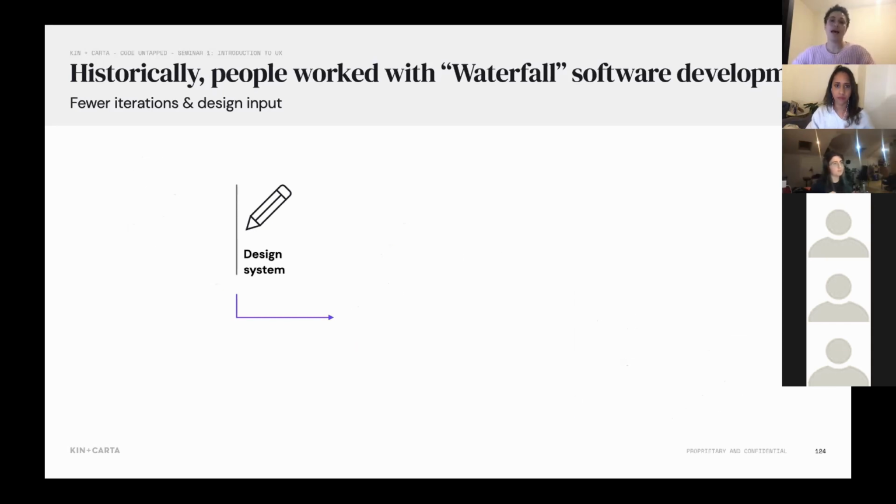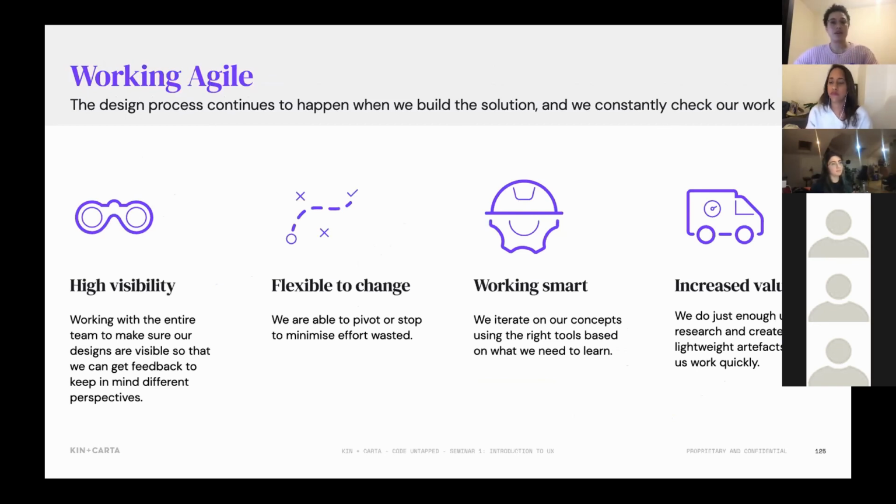However, we now work in an agile process, which is a process that was developed by the Toyota team. And this includes high visibility. So you're working with the entire team to make sure our designers are visible so that we can get feedback to keep in mind different perspectives. And that would include developers and clients, amongst others. It also includes flexibility in change. So we're able to pivot or stop to minimize effort wasted if certain aspects aren't working. And working smart, as mentioned earlier, we iterate on our concepts using the right tools based on what we need to learn. And increased value. So we do just enough user research and create lightweight artifacts to let us work quickly.